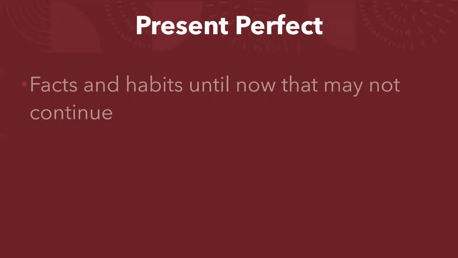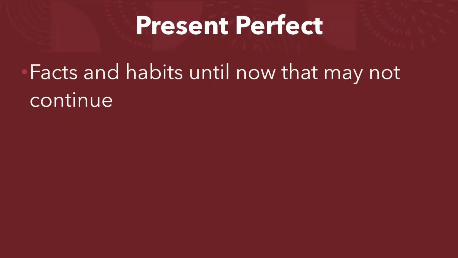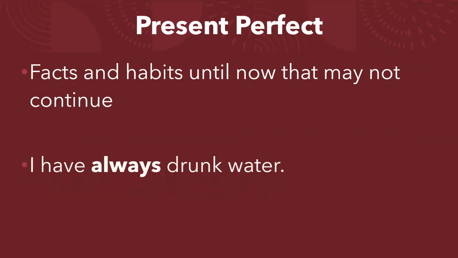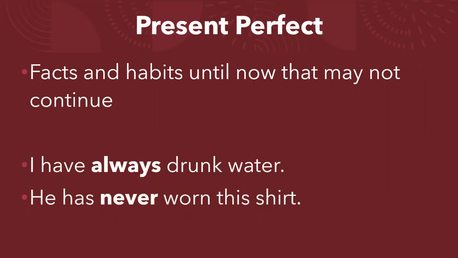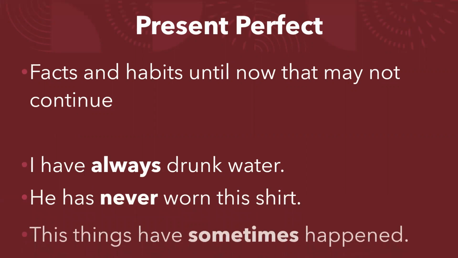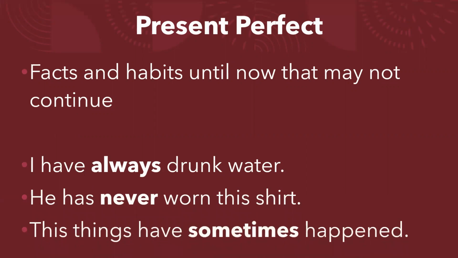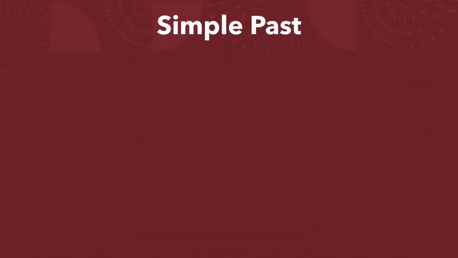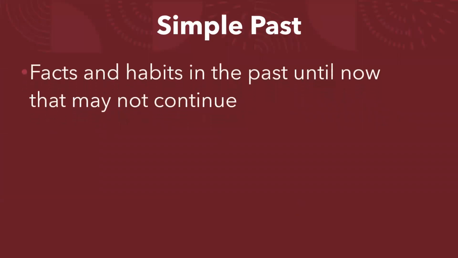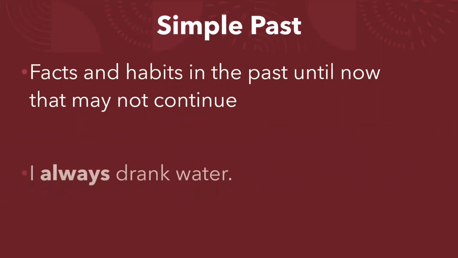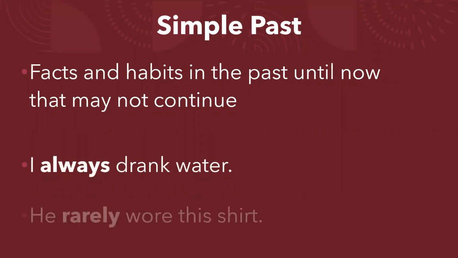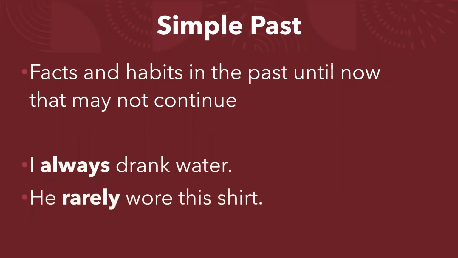Now, for the present perfect, we can use frequency adverbs for facts and habits until now that may not continue. I have always drunk water. He has never worn the shirt. These things have sometimes happened. And for the simple past, as in the simple present, for facts and habits, but in the past, that may not continue. I always drank water. He rarely wore this shirt.